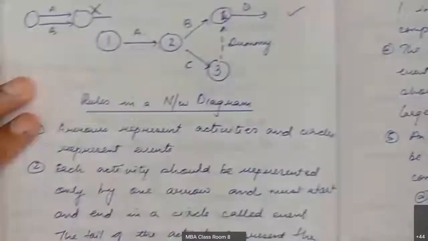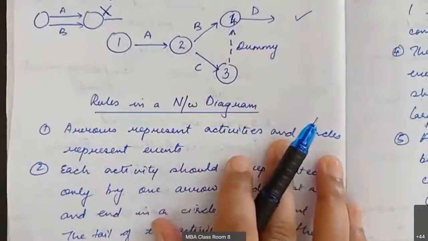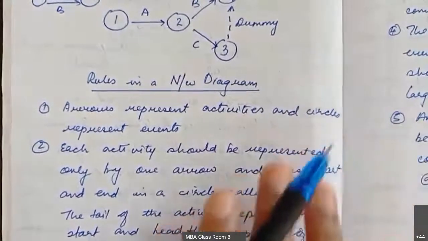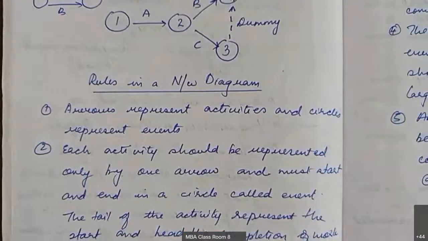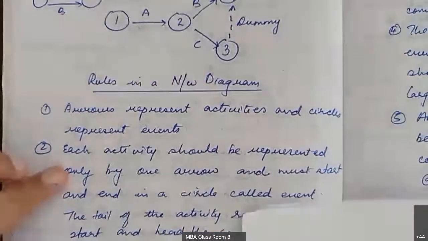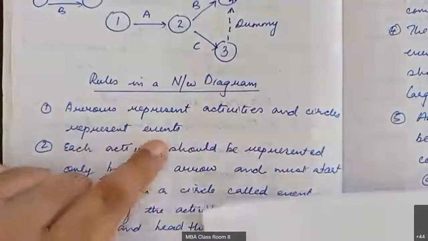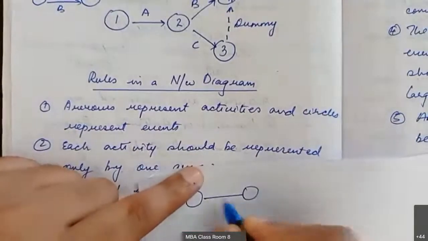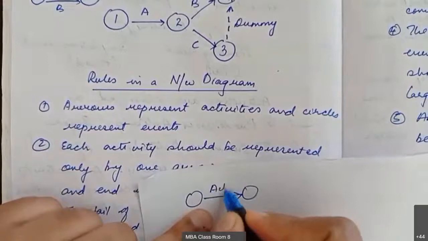Next we'll see some of the rules in network diagrams. For solving a project, we have to convert that project into the form of a network diagram. So we have to see some of the rules that are used for network diagrams. We'll see each rule. Arrows represent activities and circles represent events. That you already know, right? These are the two events that are connected by an arrow. The arrow is called the activity.